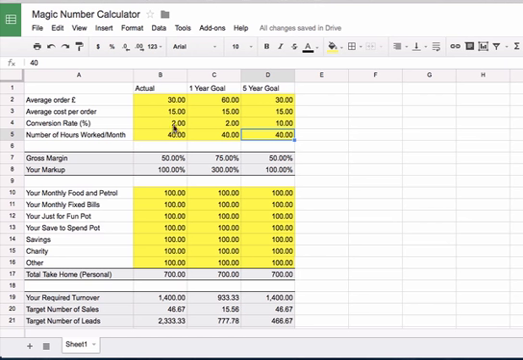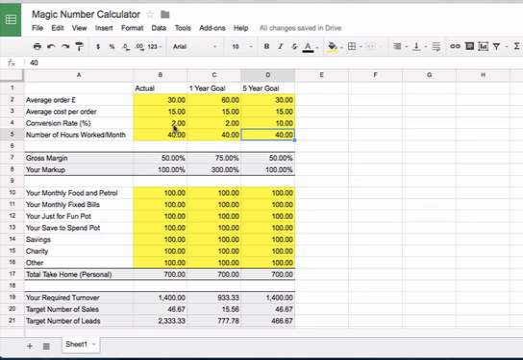Your conversion rate. Now this is, for every 100 people, how many people buy from you. So every 100 people you get in front of, how many of those will buy from you? If you're looking at leads on a website, that tends to be quite low, so 1-2%. If you're at a show or doing more direct sales, it's going to be higher.